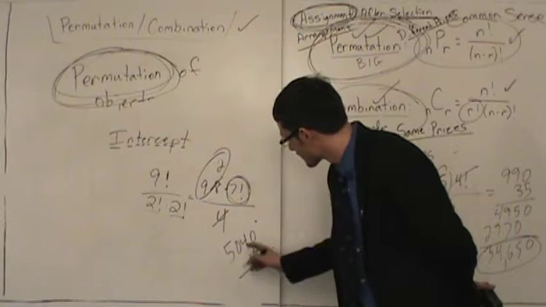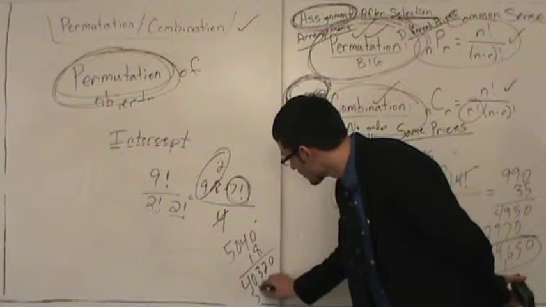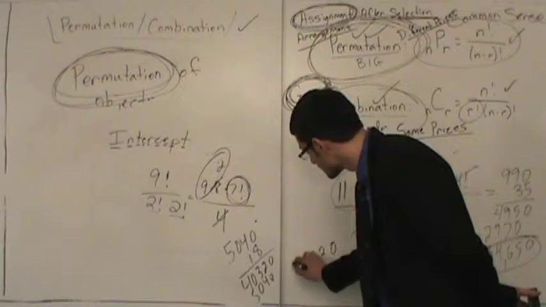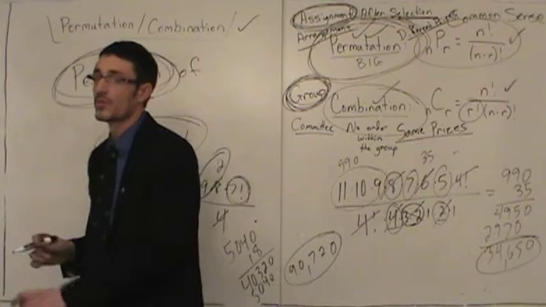40,320 and 50,000... So we get 90,720 ways. There are 90,720 ways to arrange the word intercept. And with that concludes our lesson.